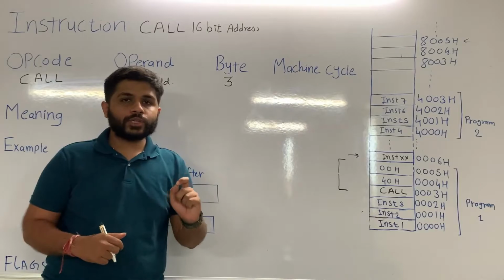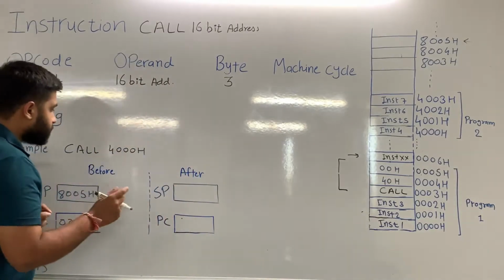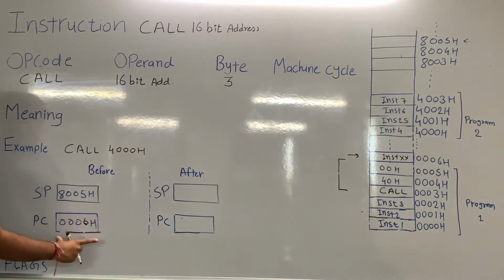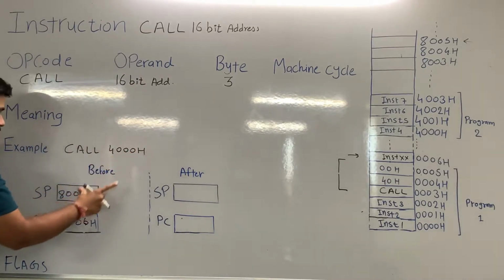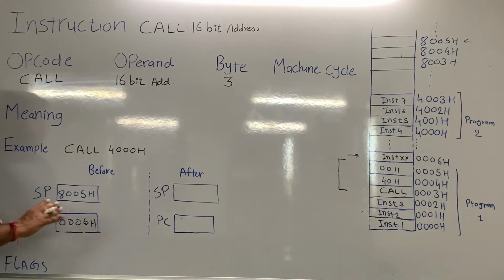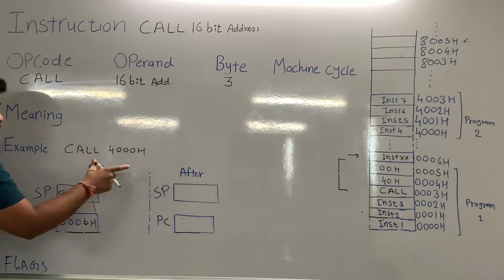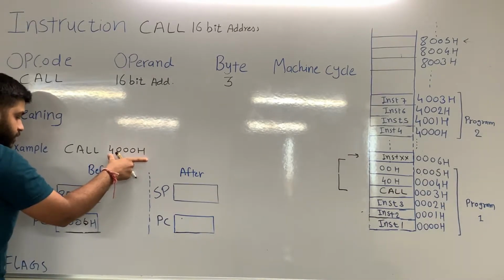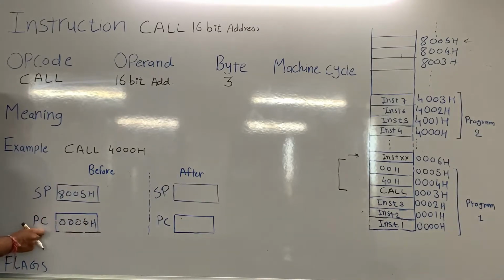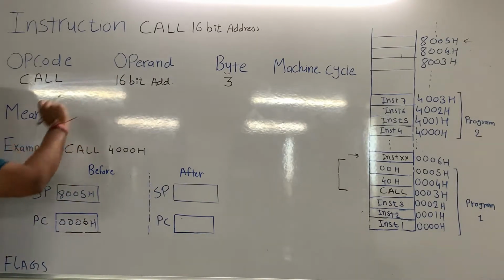Now during the execution, what will happen? During the execution, this 4000H will be copied to the program counter. So in the program counter, 4000H will be stored. Now if 4000H is directly copied to the program counter, the current value of the program counter will get lost. So before copying this address value to the program counter, the microprocessor will first store the current copy of the program counter in the stack.